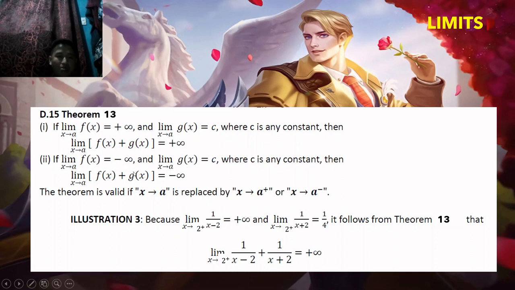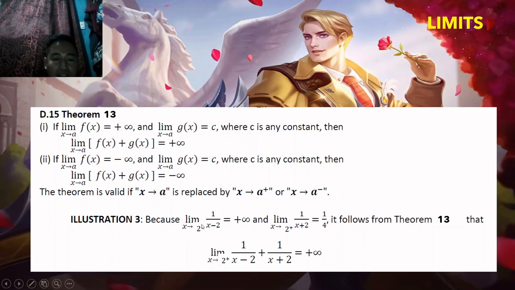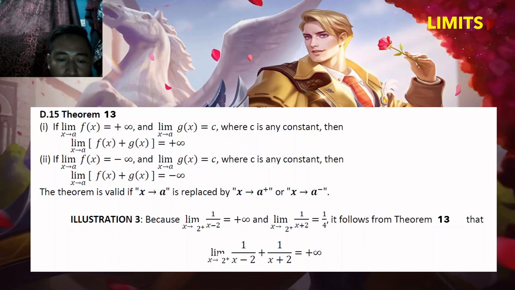And then number 2, if negative pod ang limit sa f of x, negative infinity, and g of x kay any constant c, so the result pod kung i-plus nato, the answer is negative infinity. So example dira. Okay, because the limit of 1 over x minus 2, positive infinity daw. So let's try 2 plus. Ngita ta og point plus kay kung 2 ang i-substitute, 2 minus 2, ma-0 ang denominator, pero dili man 0 ang numerator. So, ang answer lang gid is either positive infinity or negative infinity.